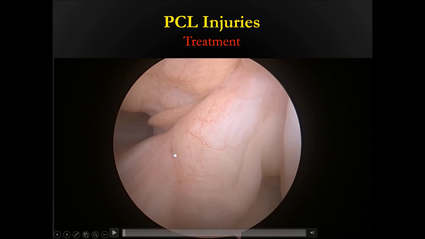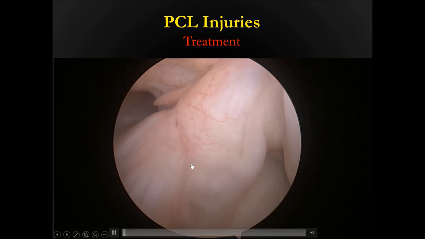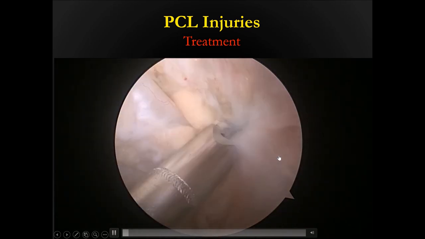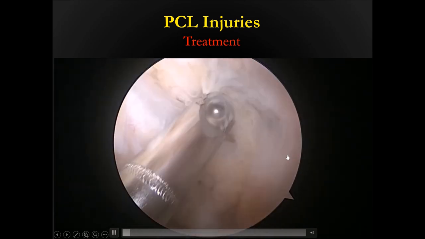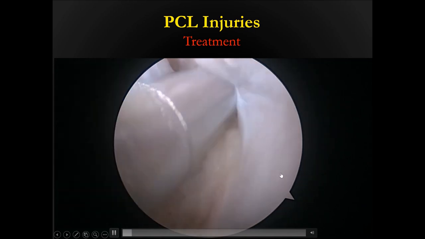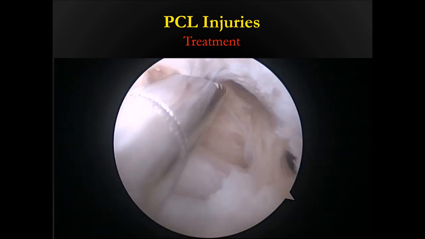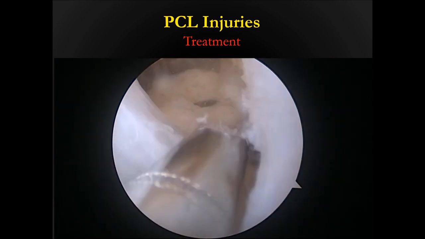Okay? This is a pseudo laxity because when the PCL is lax, when you test the ACL, it will move too much. Okay? So you see that? This is the ACL. When your PCL is torn, when you look in the joint, you cannot see any tear, because the PCL most of the time was torn in the middle part or the inferior part and healed nicely.